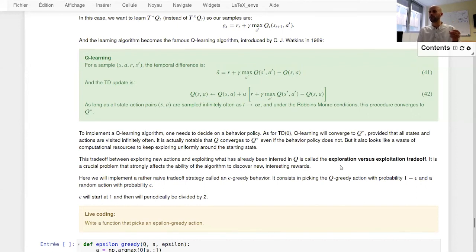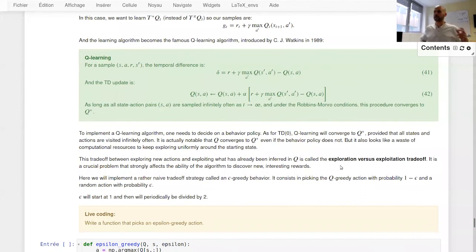This trade-off between exploring new actions in a very naive, expansive way and exploiting what has already been learned, what has already been inferred in Q, to give some advantage to states and actions that seem promising, that is called the exploration versus exploitation trade-off. It is a crucial fundamental problem in reinforcement learning that strongly affects the ability of the algorithm to discover new interesting rewards and learn about these interesting rewards.